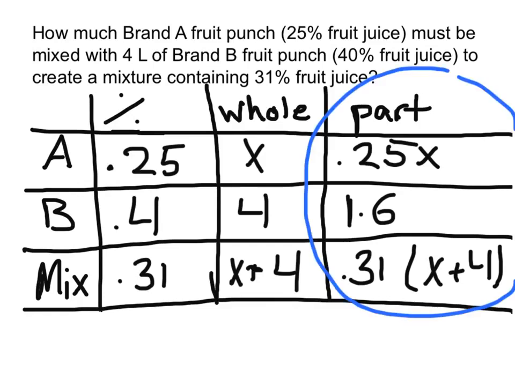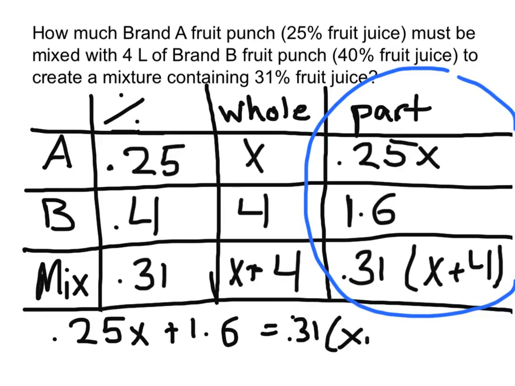Now, if we throw those numbers into an equation, we have 0.25x plus 1.6, and if we make that equal to the mix, which is 0.31 times x plus 4, some of you will notice that that is the same equation that we had by doing it the previous way in the picture form. If we solve it out, we'll get the same answer, that x will be equal to 6 liters. That is just another way of doing the same problem.